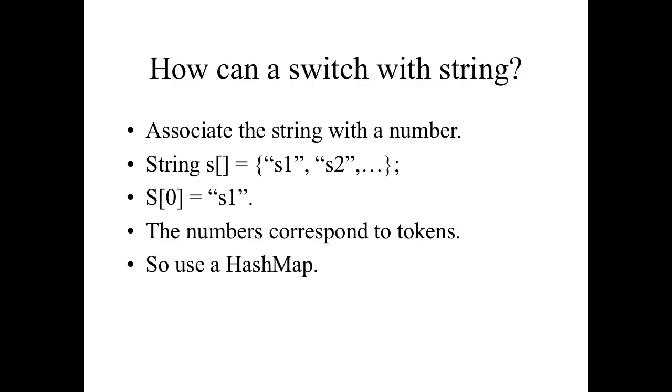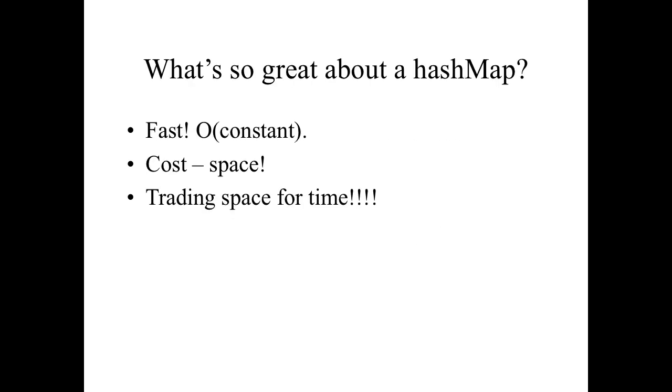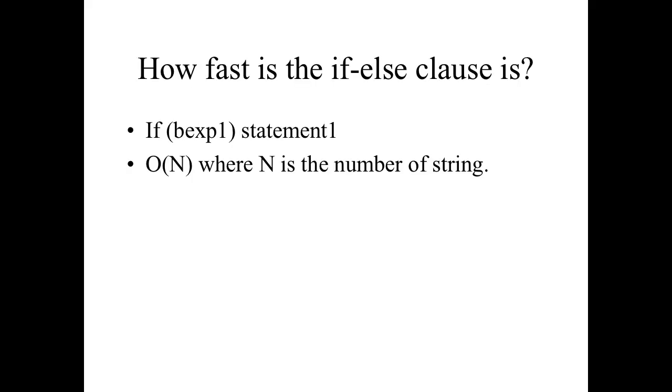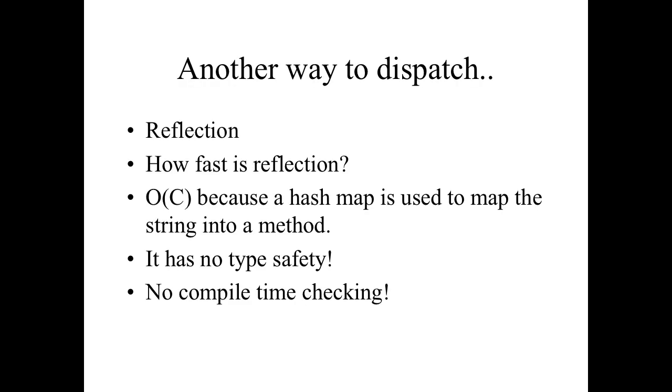And switching on a string typically was done by taking a long array and then figuring out what number maps to which array using a hash map, getting that corresponding token. The hash map is nice because it's order constant time, but it's trading space for time, and it can take a lot of space in order to reduce the time. The if-then-else clause is order n, where n is the number of strings that you need to dispatch on.